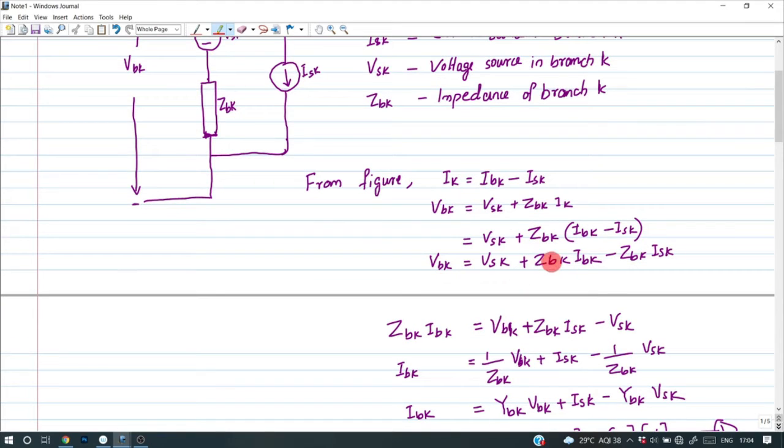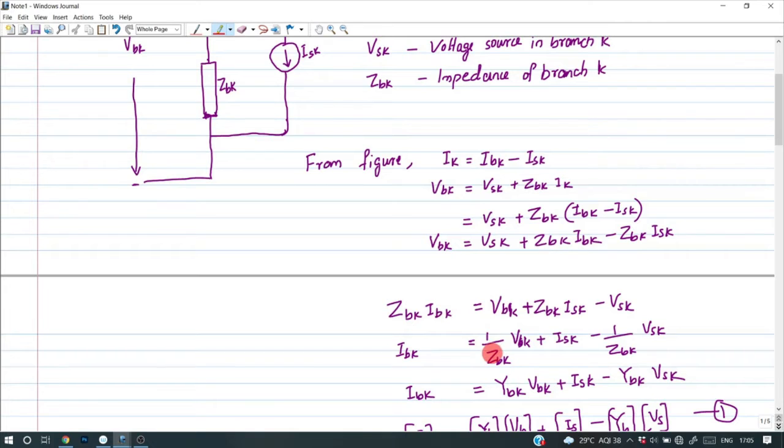Now from this we can find the expression for ZBK IBK. ZBK IBK is equal to VBK plus ZBK ISK minus VSK. Now from here we can find the expression for IBK. IBK is equal to 1 by ZBK VBK plus ISK minus 1 by ZBK VSK. We know 1 by ZBK is YBK. So IBK becomes YBK VBK plus ISK minus YBK VSK.